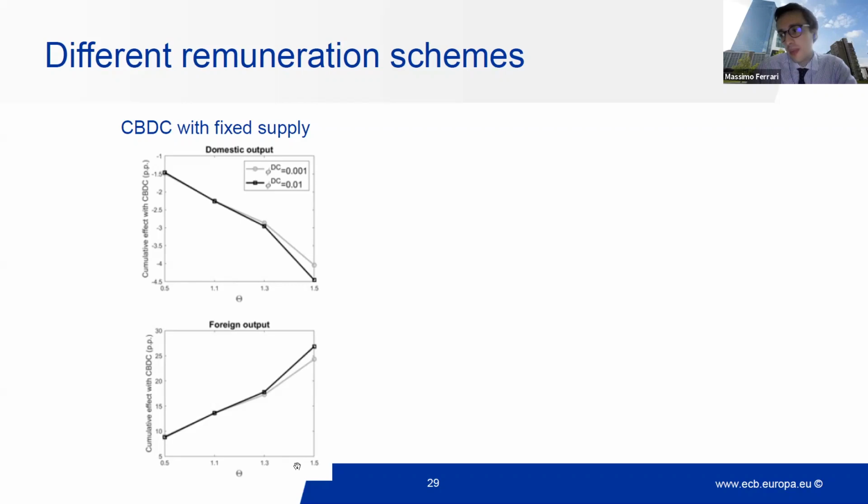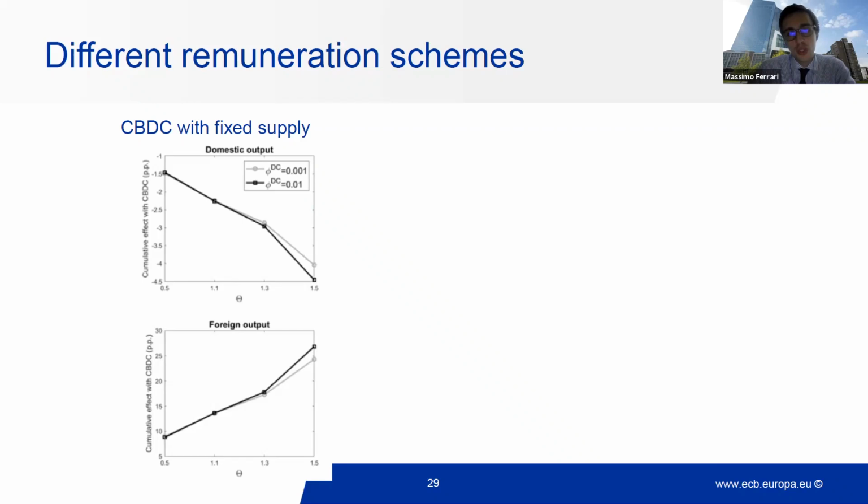Why? Because the multiplicative term in the equation I've shown you before becomes larger, of course, the larger it is. And it seems that reasonable changes in the parametrization of the capital constraint do not change a lot the cumulative spillover. Now, let's turn to another case in which the remuneration of the CBDC follows a Taylor type rule.